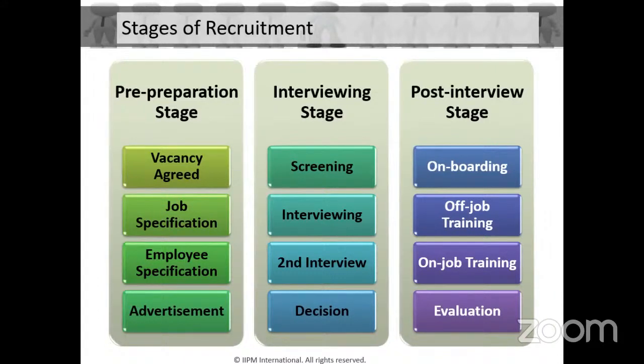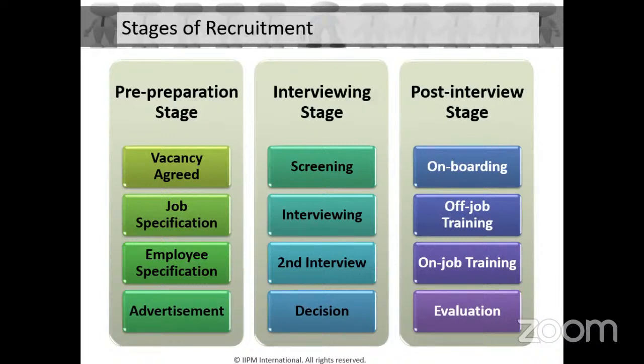Now, in the pre-preparation stage, we have agreed on what these vacancies are. And then we are also working on the job specifications, what is needed for this person to be employed. All right, so we're looking at the employee specification. What kind of person do we need? Do we need a person who is outspoken, who has great communication skills? Do we need somebody who can smile?